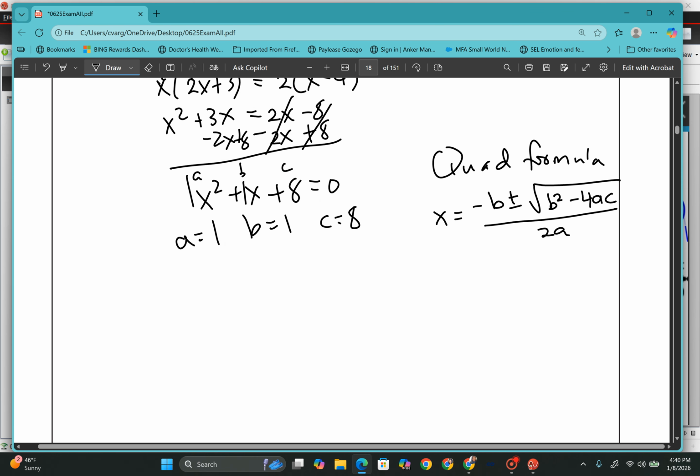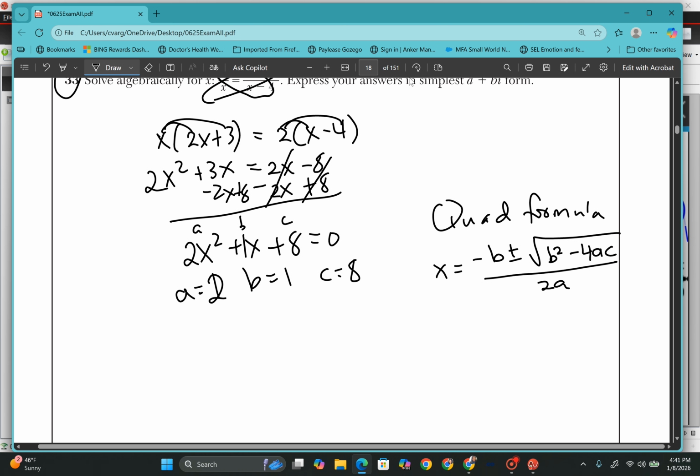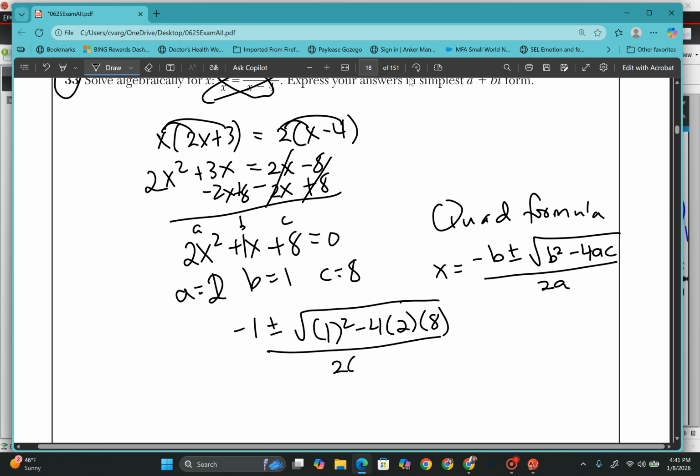So I realized something that I did wrong: x times 2x is supposed to be 2x squared, not 1x squared. This is why it's important to make sure that you're good. Our A is equal to 2, not 1. Okay, so now we're going to plug it into our formula. So the opposite of B, negative B, is negative 1 plus or minus the square root of b squared, which is 1 squared, minus 4 times 2 times 8, all over 2 times 2.